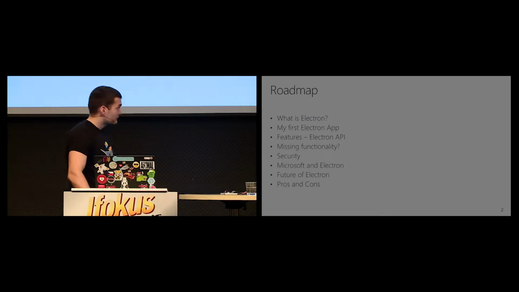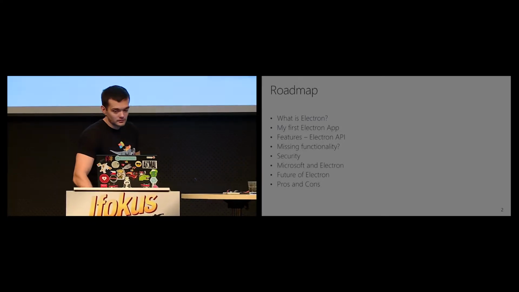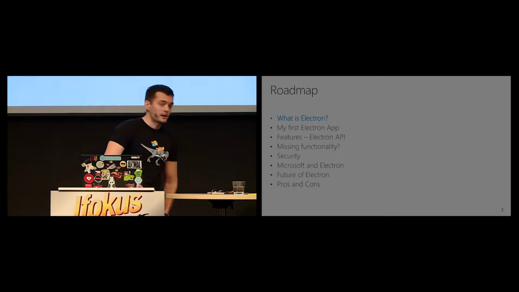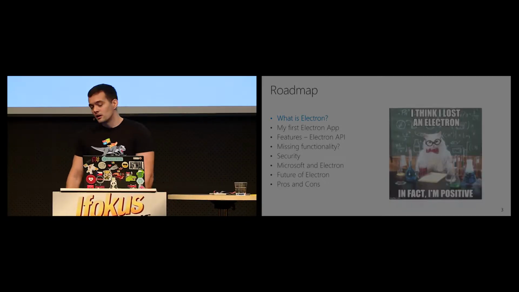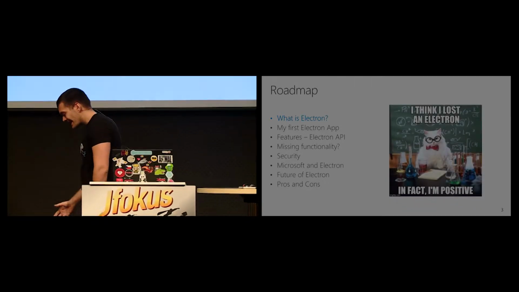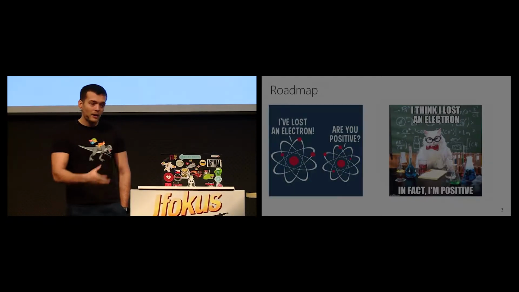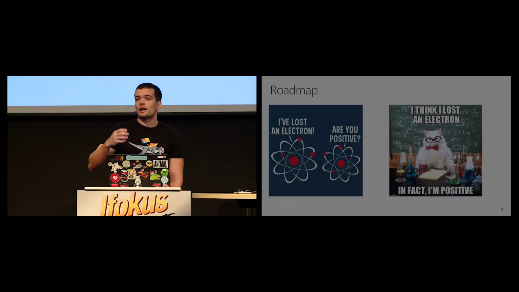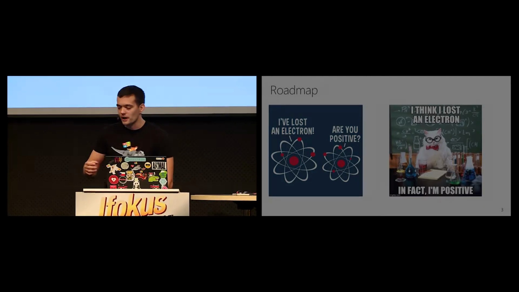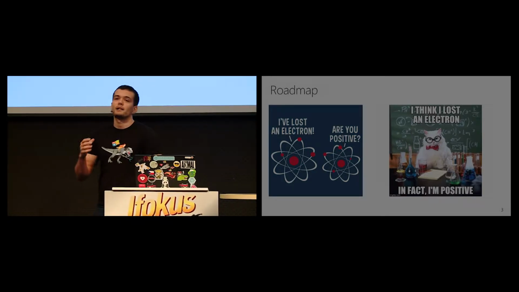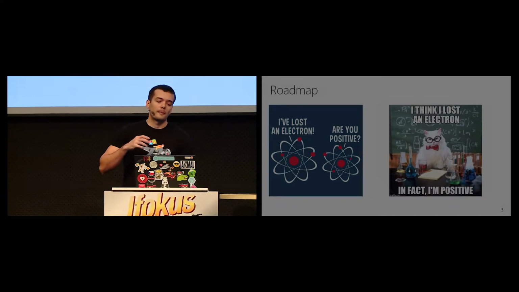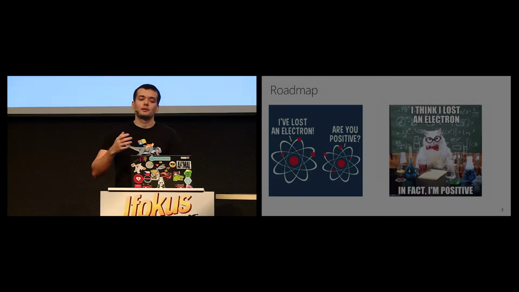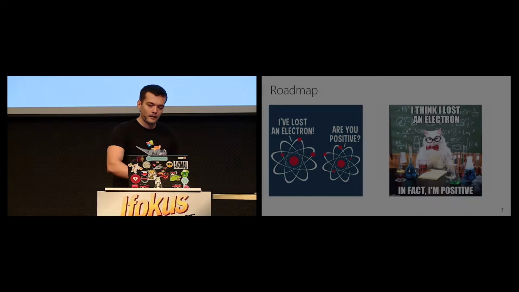So, first thing, what is Electron? You might think it is something related to chemistry. Well, it's actually right, because Electron came to be as the Atom Shell, which is the shell used by the Atom editor that was developed by GitHub.